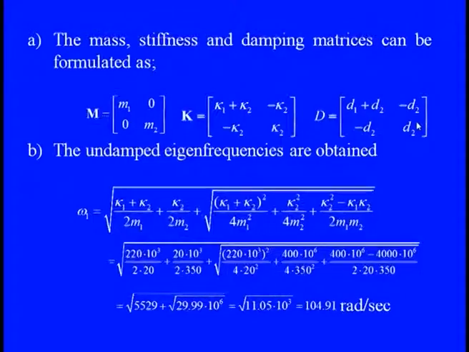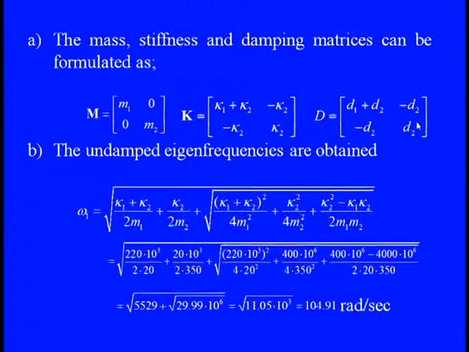So, first thing, the mass and stiffness and damping matrices can be straightaway obtained with the usual terms. So, M is along the diagonal, symmetric: m1 0 0 m2. K is k1 plus k2, minus k2, minus k2, k2, and so on.